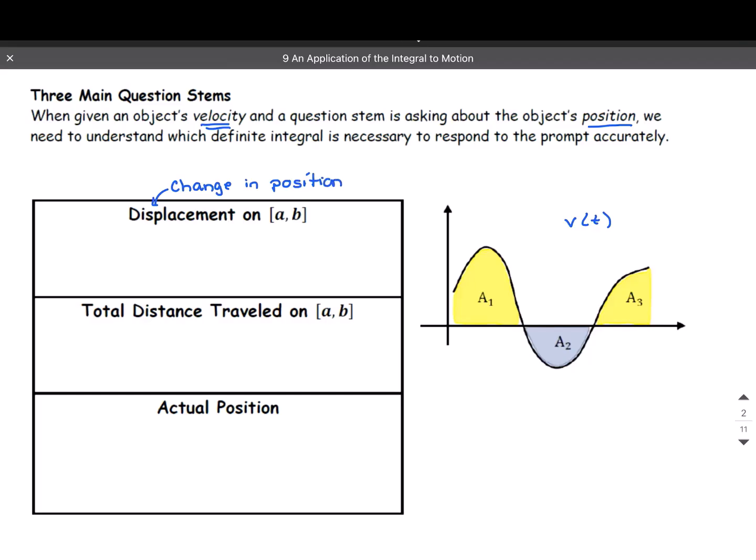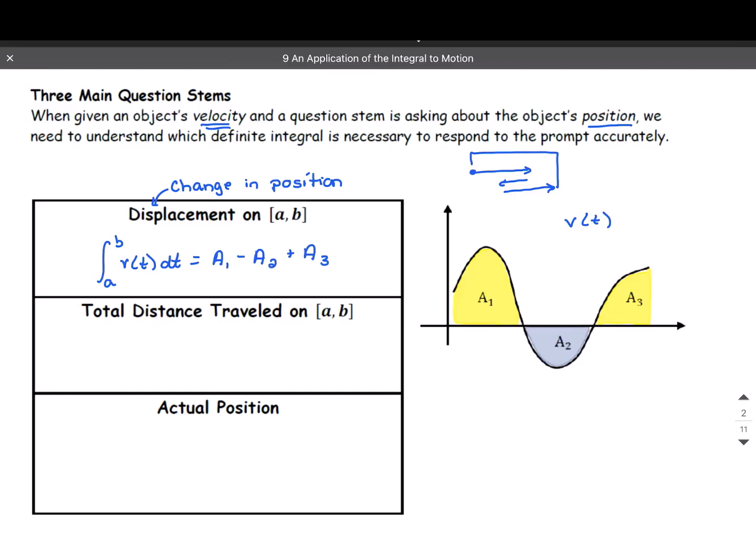That's where you're going to take the integral from a to b of your velocity function, because what that does is it takes the area of region 1, subtracts off the area of region 2, and adds the area of region 3. So it tells us how far to the right we went, then how far to the left we went, and then how far to the right we went again, and adds up and subtracts so we find the distance between the beginning and our end. That's what it's going to do with just the integral from a to b of v of t dt.